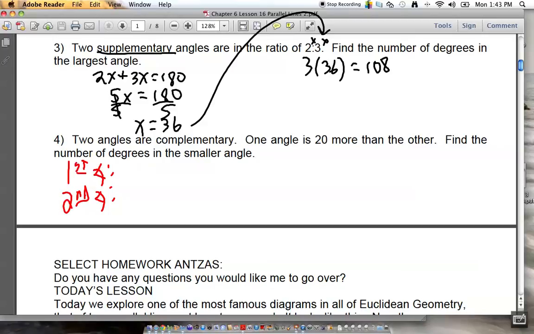No. So if I don't know what it is in algebra, what do I call it? X or n. Now the other one is 20 more than that. So can you write an expression for 20 more than x? X plus 20, good. Now, the other key word in here, magic word, complementary. What does complementary mean? Two angles add up to 90. So if I take the first angle, x, and add the second angle, x plus 20, I have to get 90.